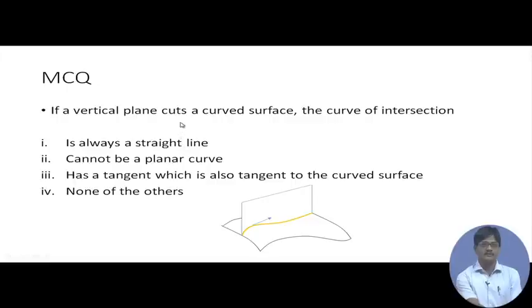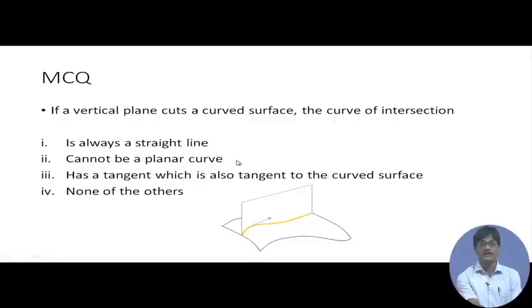Now, the MCQ reads: if a vertical plane cuts a curved surface, as shown, the curve of intersection is always a straight line, cannot be a planar curve, has a tangent which is also tangent to the curved surface, or none of the others. Let us take the first option. It reads, it is always a straight line. That is obviously wrong, it is not correct.